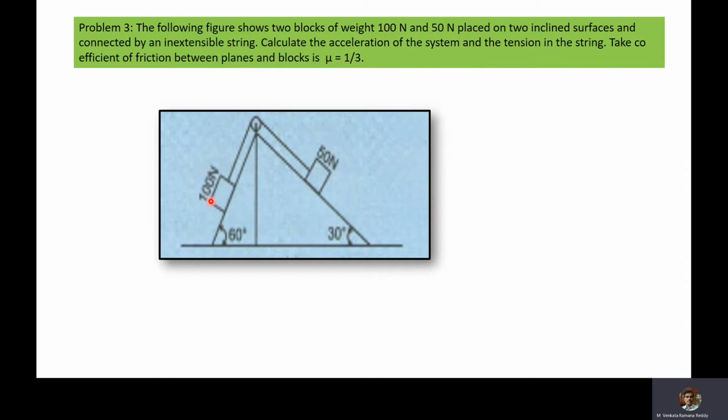Here, the 100 newton block and the 50 newton block are connected by a string. The 100 newton block is placed on a 60 degree incline and the 50 newton block is placed on a 30 degree incline. Now we'll write the data.